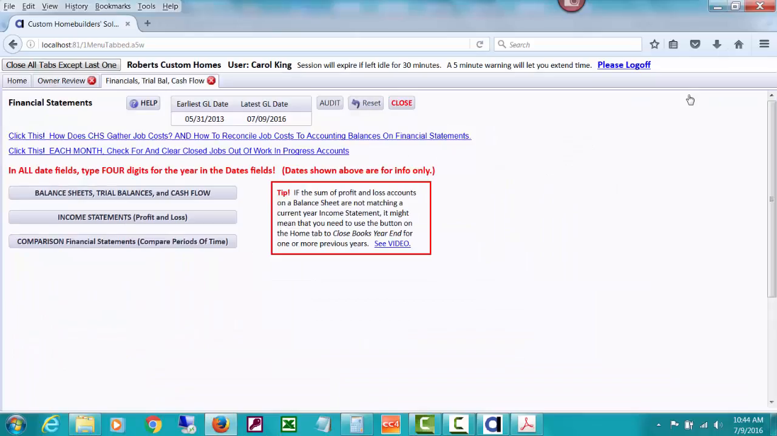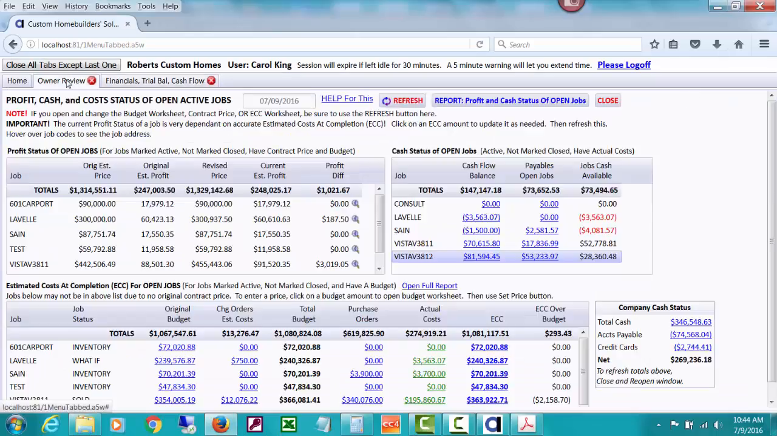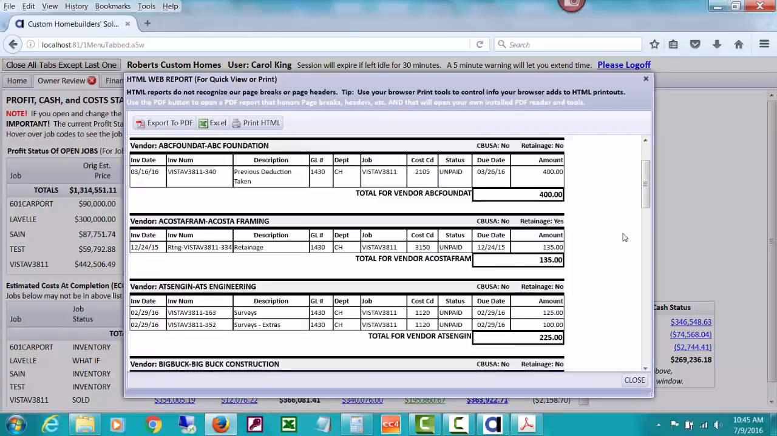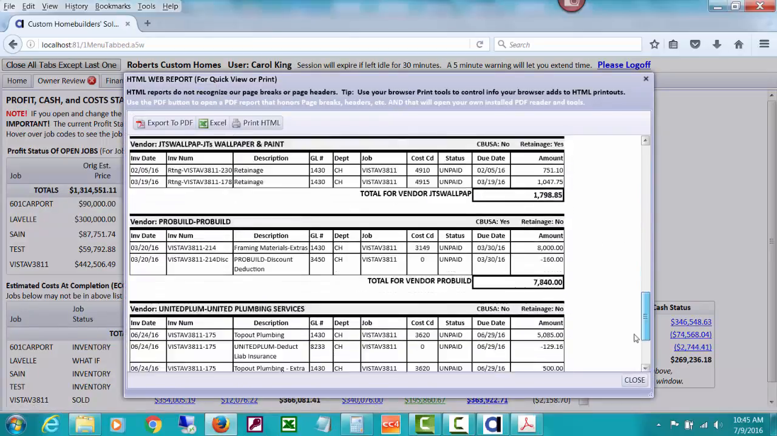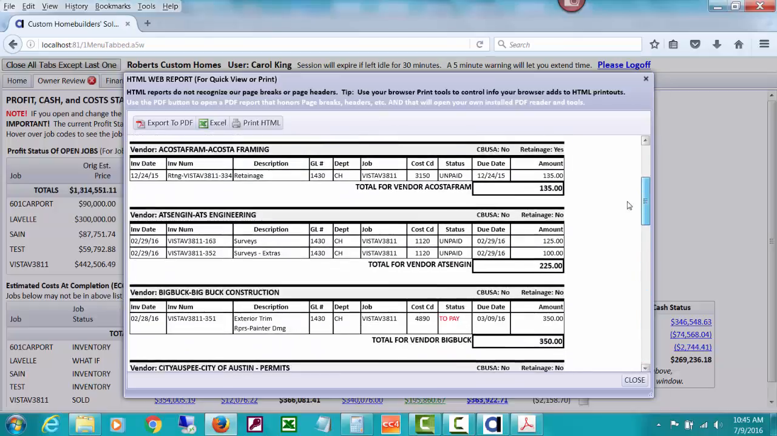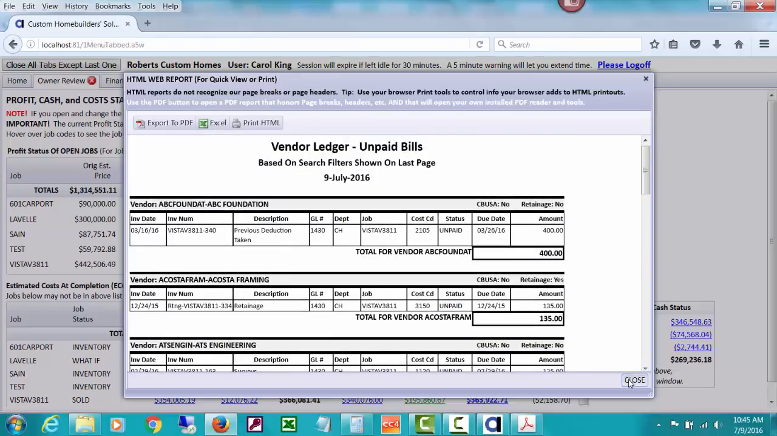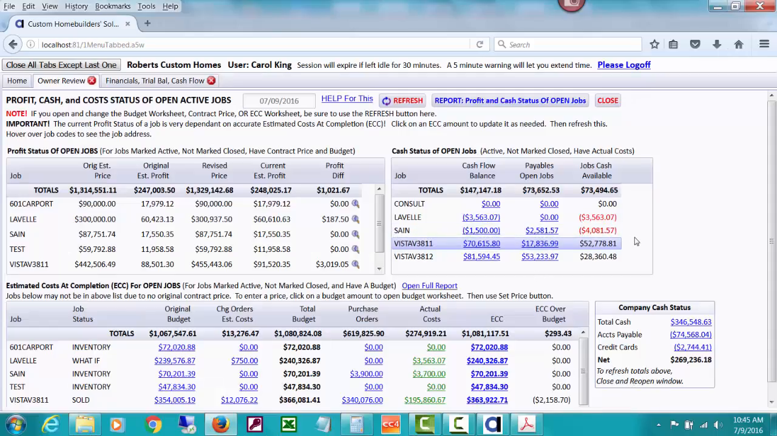And I'll close that. And if you open the owner review, which is on the button, you can see that kind of thing going on right here. You can also drill down to see what those bills are for that job that haven't been paid yet. And there's your cash available for that job after the cash balance from the cash flow minus the accounts payable, and then job cash payable.